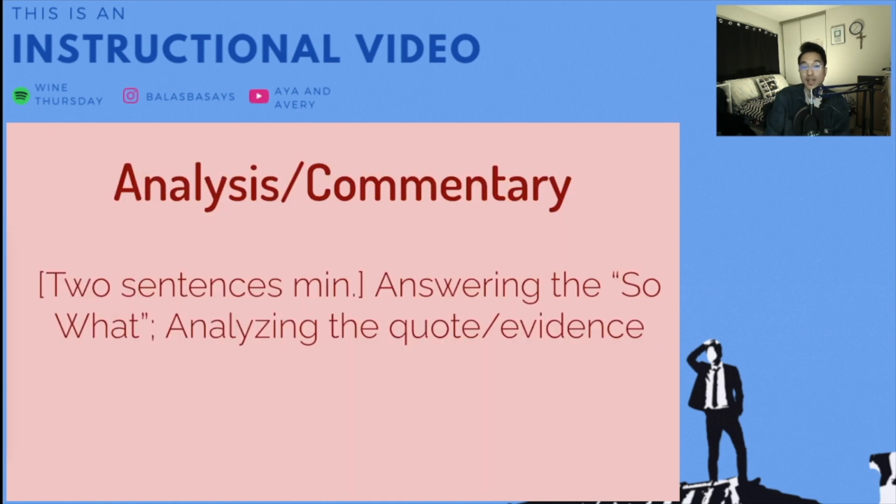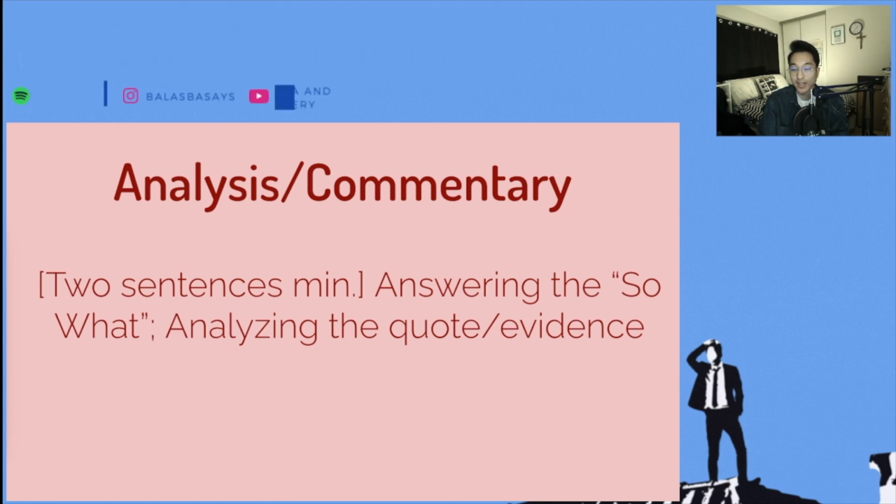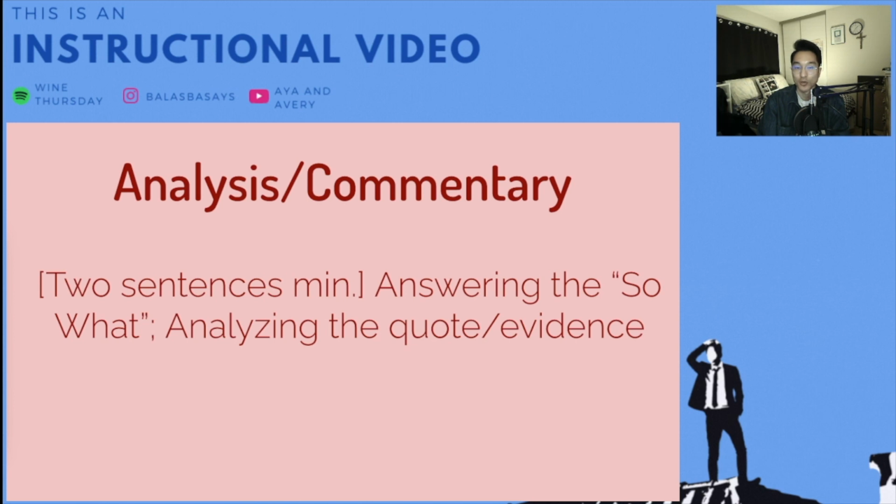Now that you've stated your evidence, it's time to explain the big so what. And how does this support your thesis statement and your topic sentence? And you'll explain that by using analysis or commentary. At the minimum, you want to have 2 sentences, which answers the so what and analyzes your evidence. A good rule of thumb is for every sentence that you have in your evidence, you want to have at least 2 sentences of commentary or analysis.